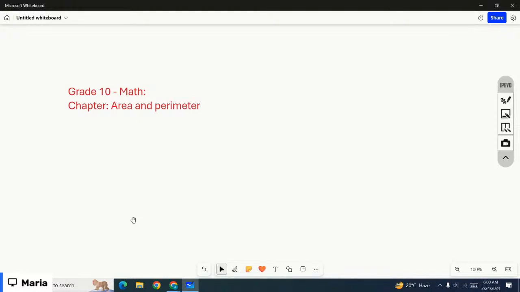We are here for grade 10 math. You can find all the lessons on aplusstudents.com. You have to log in there using your email address and the password provided by the administrator. Then you have to select math from the subject tab.